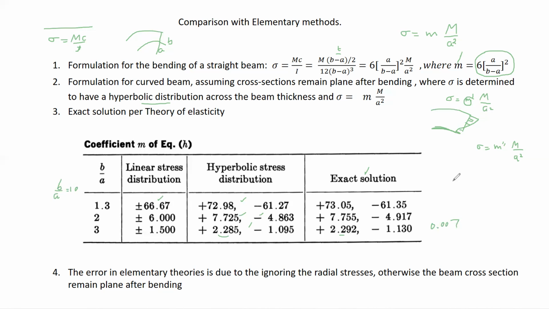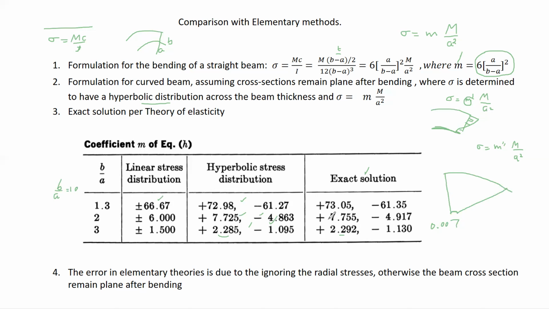That is the case when we have a very thick beam like this, if this is b, where b is much larger than a. In this case, of course, the elementary theory, this one, would be far from the actual results.